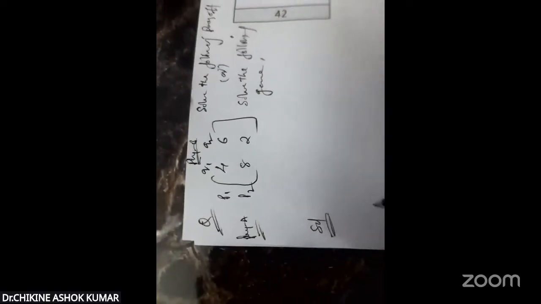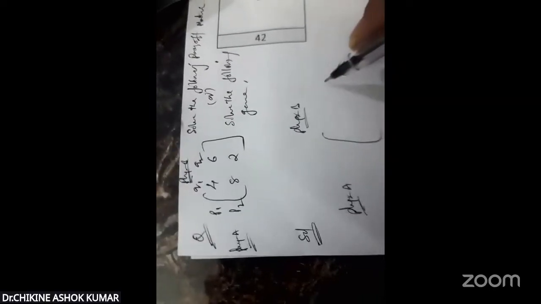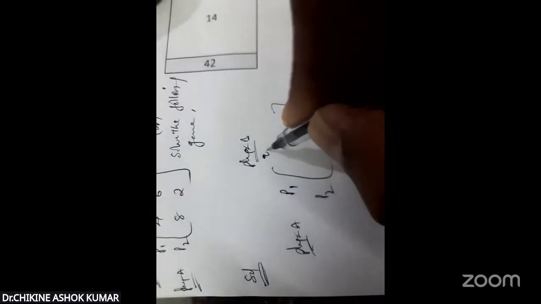First, the problem is given. Immediately we have to check whether it comes under pure strategy or mixed strategy. That is important. So here I will check that condition like this. Player A, player B. What about matrix order? This is P1 strategy, P2 strategy. This is Q1 strategy, Q2 strategy. First row 4, 6, second row 8, 2.